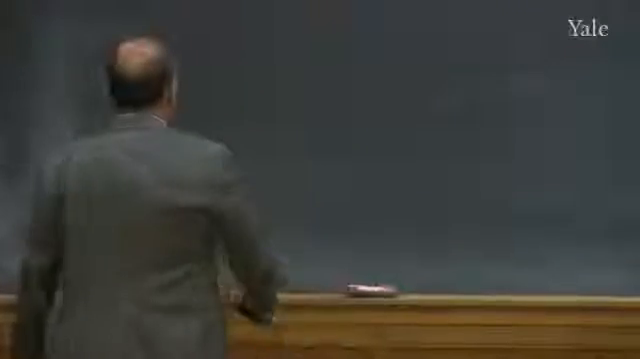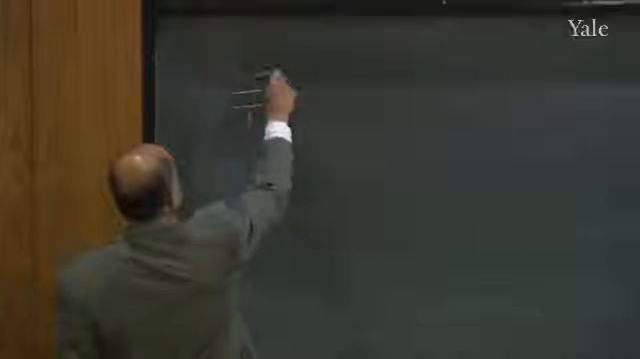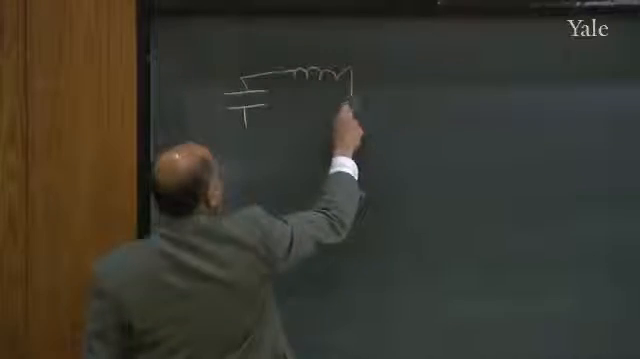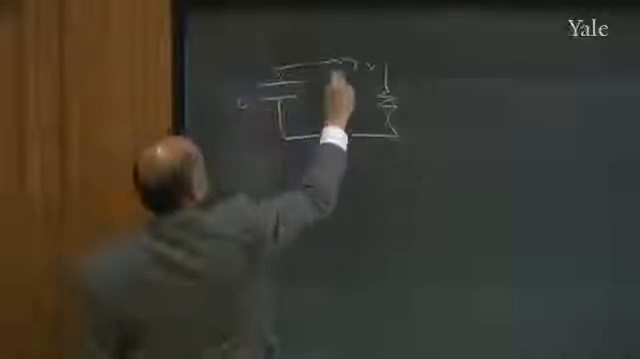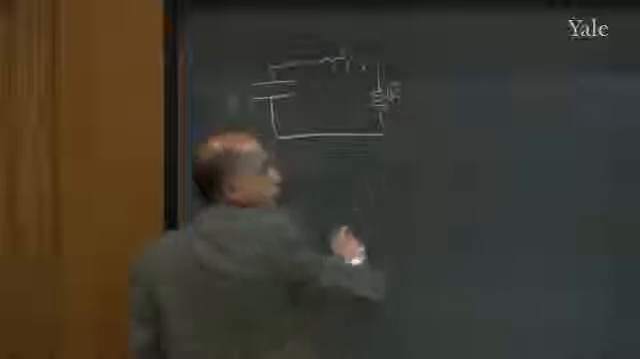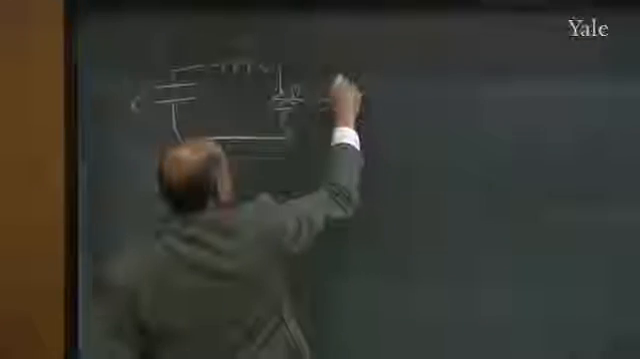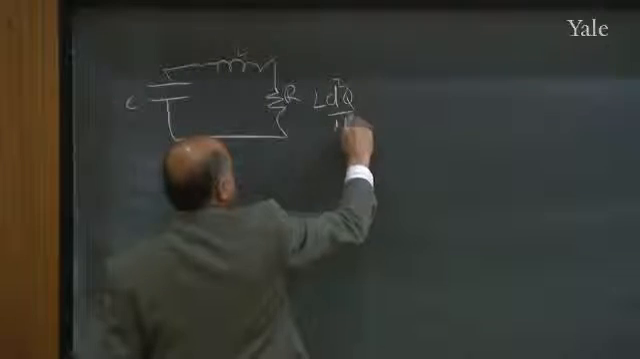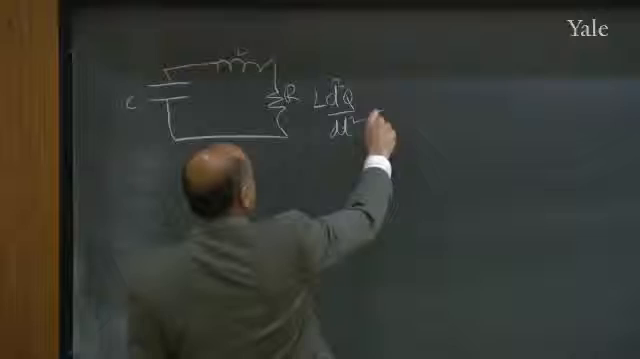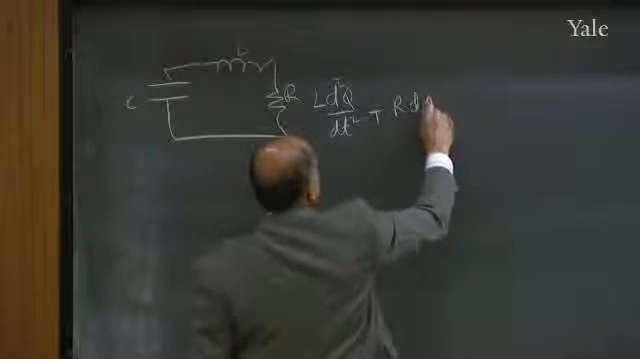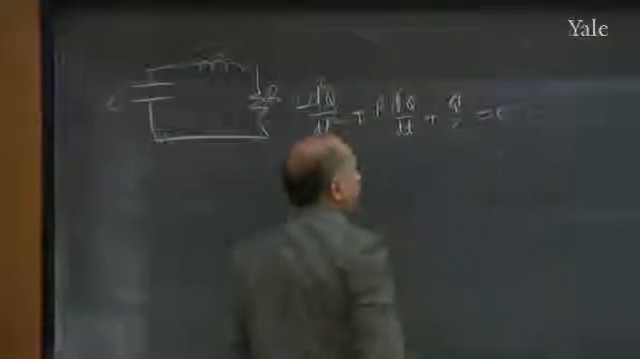Good. Now for the more realistic problem. The realistic problem has a capacitor, an inductor, and a resistor, and no other power supply. The equation obeyed by this one will be L d2q over dt squared, that stands for L di/dt, plus R dq/dt plus q over C equal to 0.